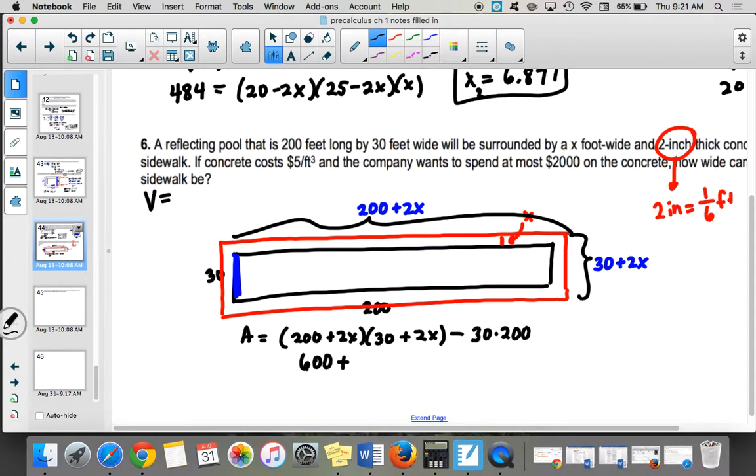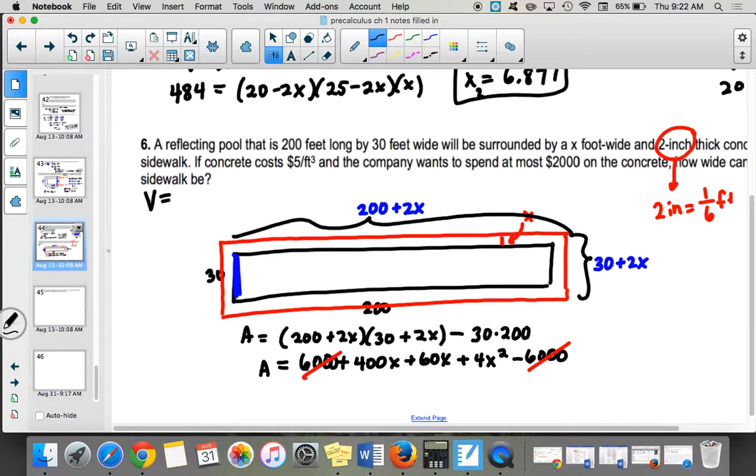Our outer is 400x. Our inner is 60x. See, I almost messed it up. Plus 4x squared. And then we have minus 6,000. Sorry, I wrote 6,000 and I said 600. So 6,000 and 6,000 cancel. So those two 6,000s go away. Okay, you see it? So that's our area.